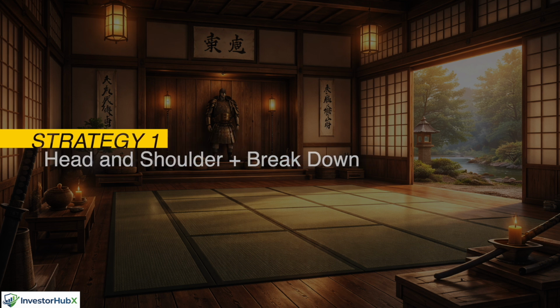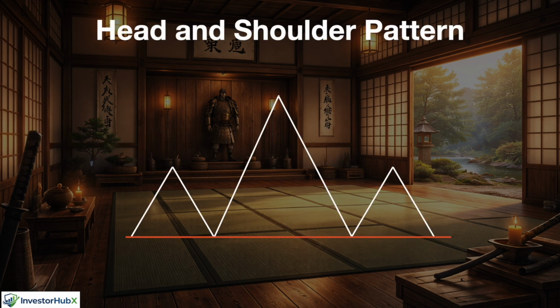The first strategy is to short when the price breaks below the neckline. This breakdown signals that buyers are losing control, and a downtrend may begin. Traders often wait for a candle to close below the neckline before entering a short position. A common stop loss is placed above the right shoulder, and the price target can be estimated using the measured move method.